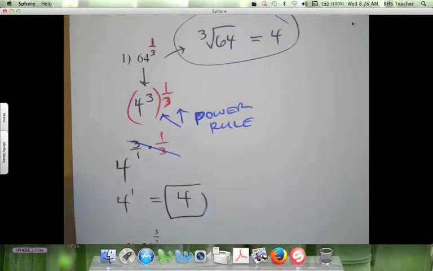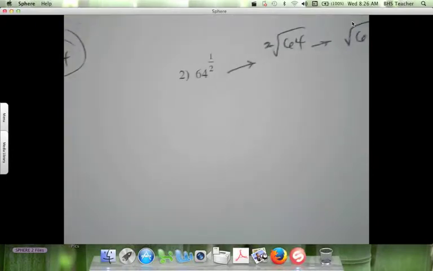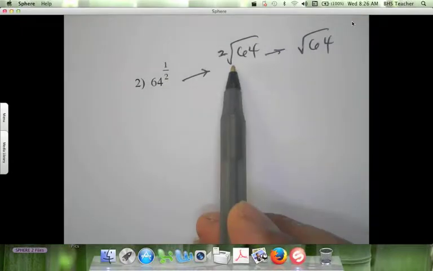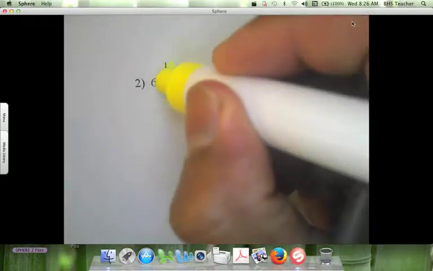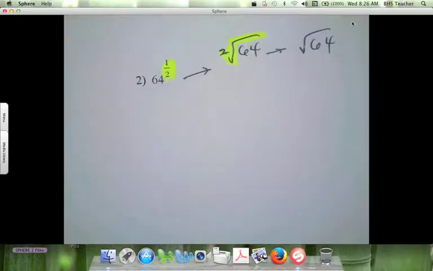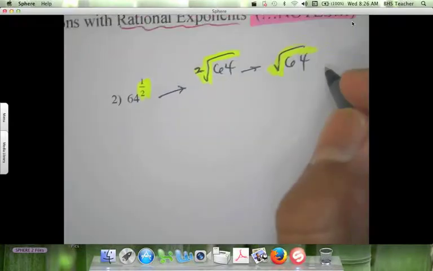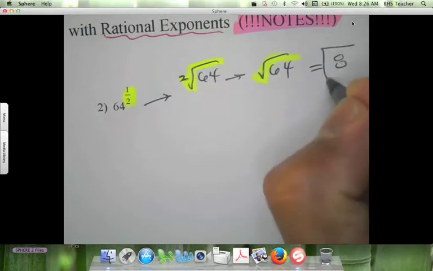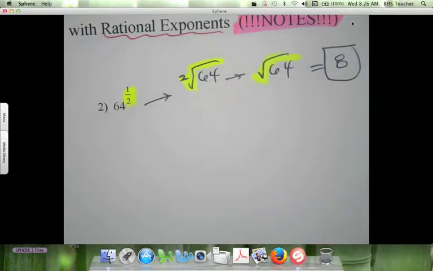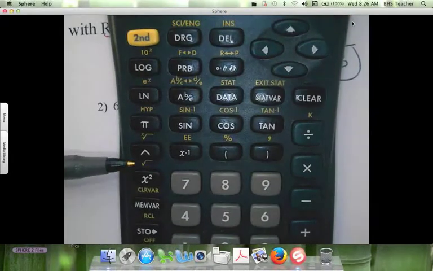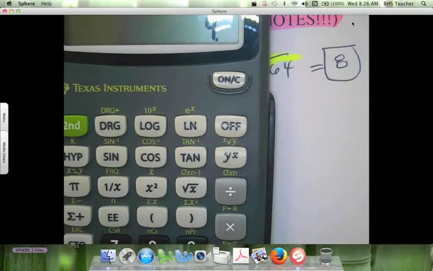Okay, look at number 2. We know that it's 1/2, so that's a square root. The 1/2 is your square root. And we know the answer is 8. The square root of 64 is 8. But we're not going to do this just by using the calculator, right? All calculators have the simple square root key. Your simple, normal, standard square root button is this one here. Same thing on this calculator. Where's the square root button?